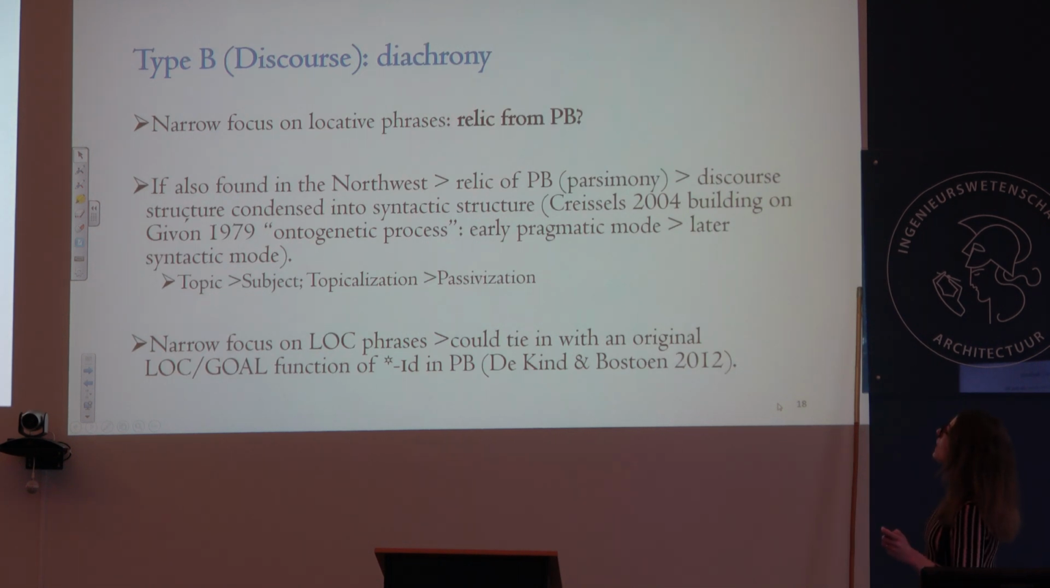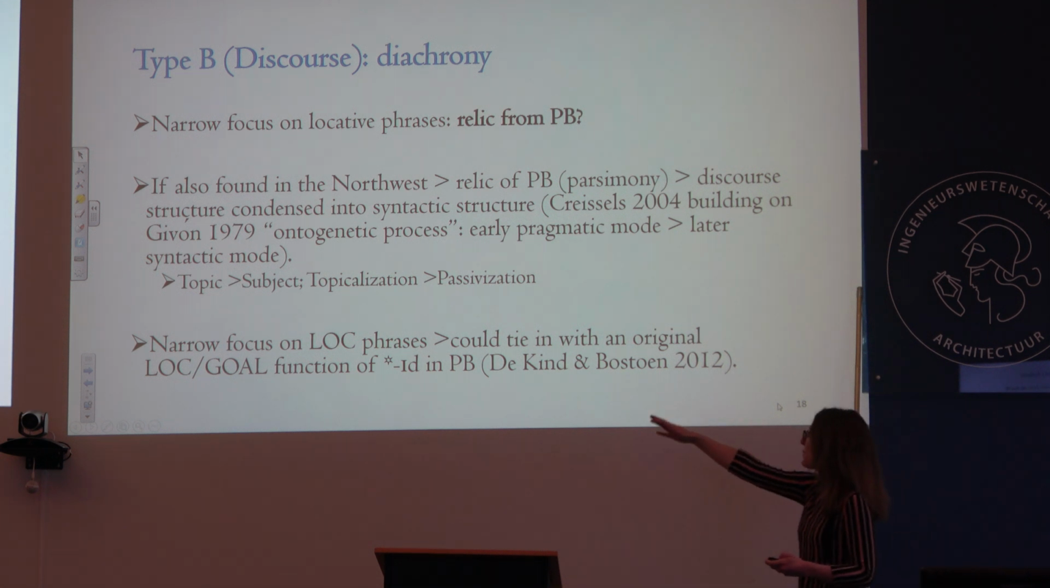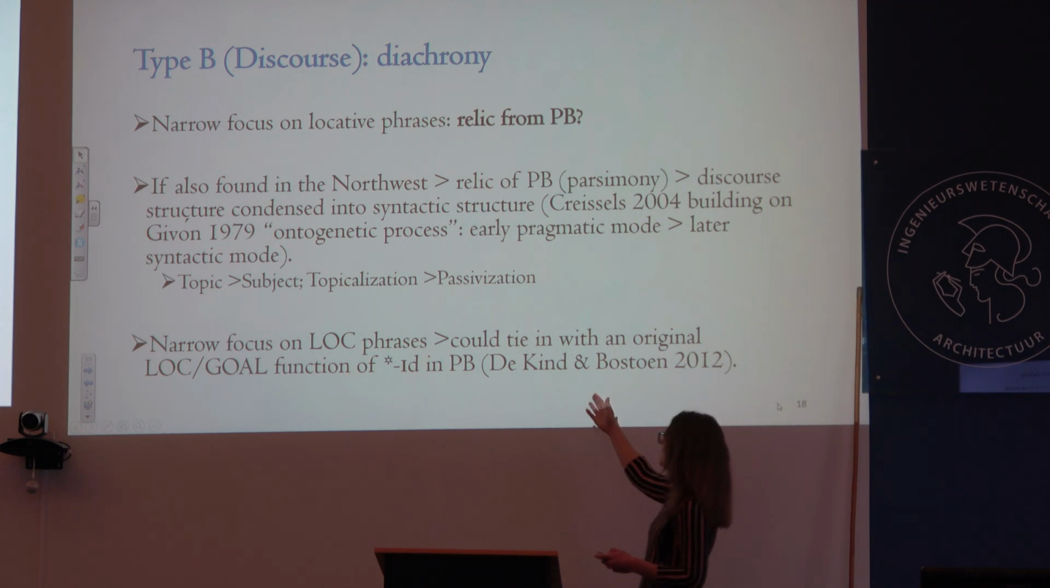Diachrony. Purcell raises the question in 2004 as to whether the narrow focus allocative phrases is a relic from Proto-Bantu. If also found in the Northwest, based on the argument of parsimony, and based on the fact that this core structure can condense into syntactic structure, so this goes back to the Yvonne argument that an early pragmatic mode or discourse evolves into syntax, it would make much more sense to posit that this focalizing function was also present in the proto-language, and then the syntax function evolved out of it. So we know that topics evolve into subject and topicalization into passivization.